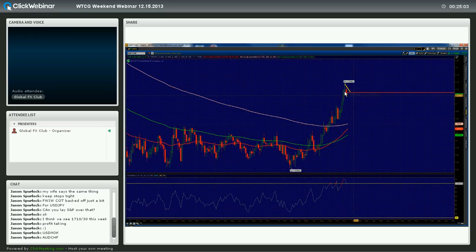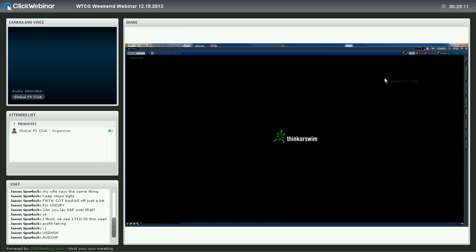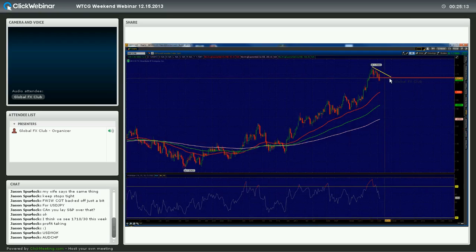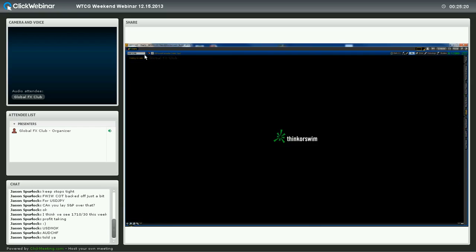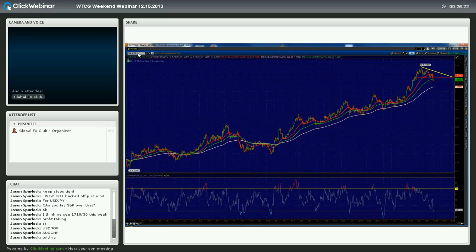So I'll be watching this. I'll probably avoid longs for a while because of the way that these 2 weekly candles closed. And I actually may even look to short it if we see a little bit of a rally up towards about 1.7290 or so. That would definitely be one to keep an eye on to the downside.